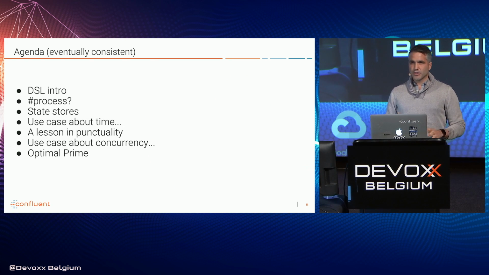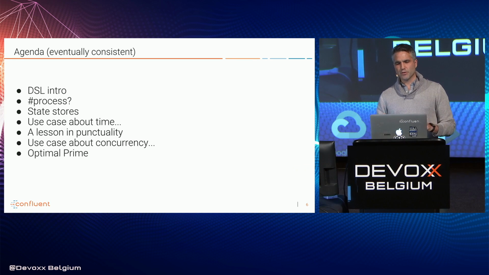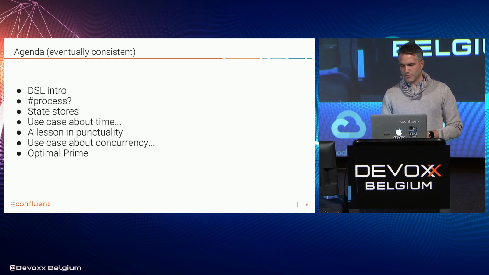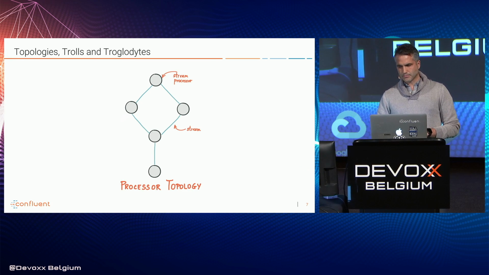So quick agenda, a quick reminder of what the DSL is. For those who haven't used it before, this will kind of help set the groundwork. Quick intro to the process method or the transform method. Go over a little bit about state stores, and then we'll go over a couple of customer use cases from the field. One focusing on time and aggregations, and the other focusing on performance and concurrency, and a little bit about optimization at the end.